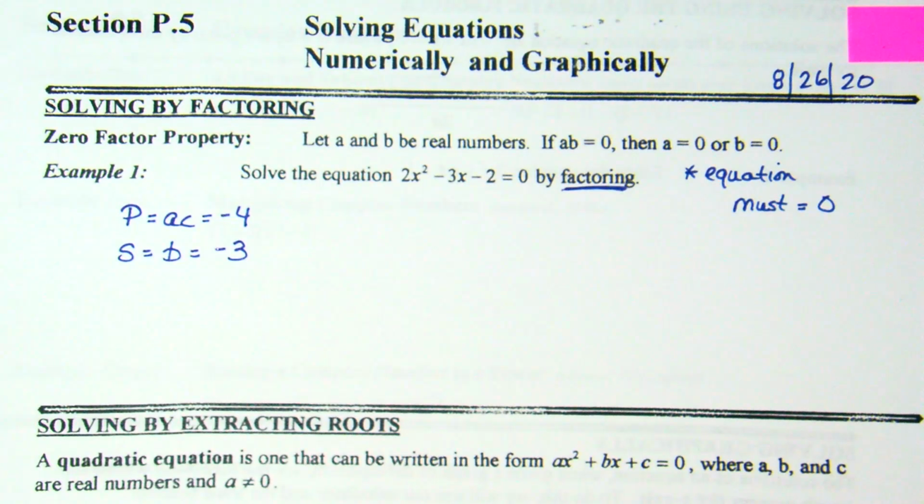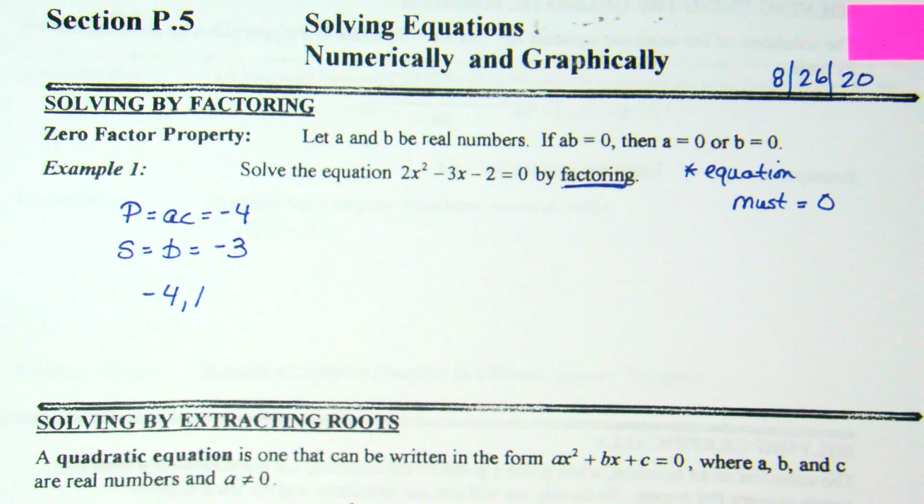Negative 4 and 1, he says. Works for me. I mean, multiplying to be 4 is 1 and 4 or 2 and 2. 2 and 2 is not going to give me 3 in any way, shape, or form. Multiplying to be negative 4, we need one of them negative. Adding to be negative 3, larger number negative. So we're going to use these two numbers here.